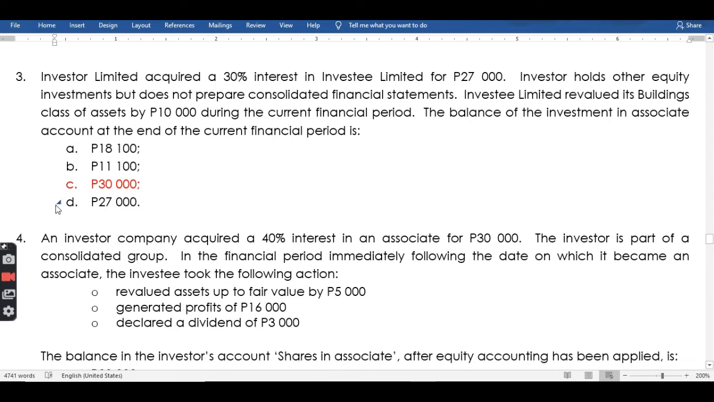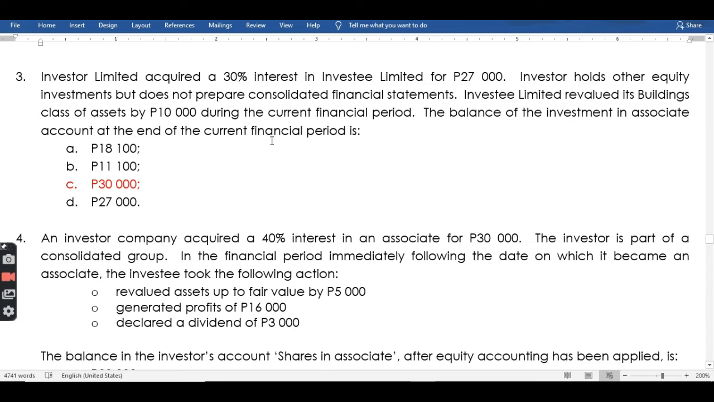Yung madadali muna to. Number 3, Investor Limited acquired a 30% interest in Investee Limited for 27,000. Investor holds other equity investments but does not prepare consolidated financial statements. Investee Limited revalued its building class of asset by 10,000 during the current financial period. The balance of the investment in associate account at the end of the current period is, okay? So, basically, ito lang yung binigay, okay? Pagkatapos may revaluation na nangyari. Okay? So, anong mangyari ngayon dyan?